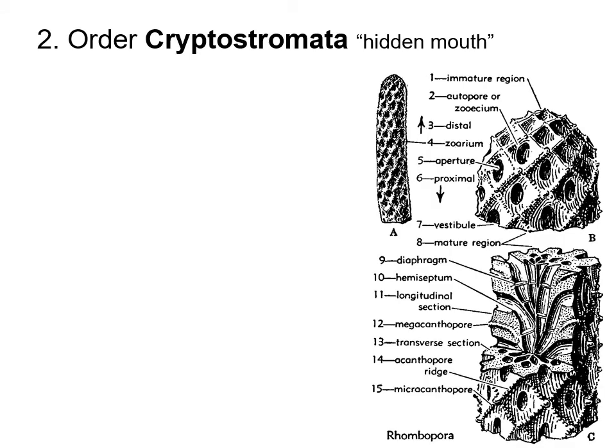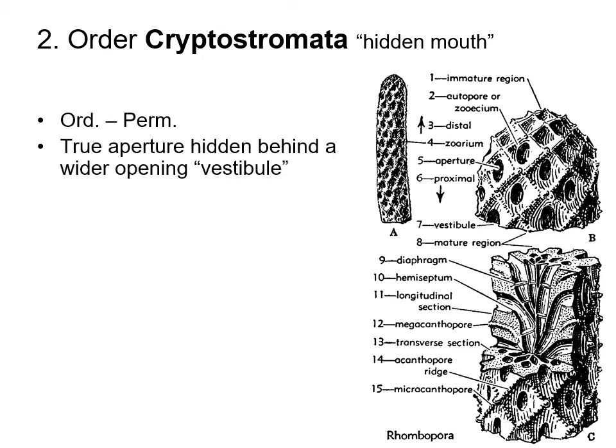Our next order of bryozoans is Cryptostomata, which means hidden mouth. And the reason for this has to do with the external structure of the colony. These have been around from the Ordovician through the Permian, so they span almost the entire Paleozoic. The true aperture is much smaller than what it appears when you first look at it. When you look at these under a microscope, you'll see that the main opening of the aperture, what looks like the opening of the aperture, is actually a vestibule, or like a diamond-shaped depression that we see here.